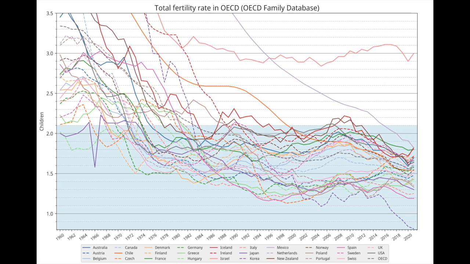Around the world, most countries have been witnessing a decline in the number of children being born. The chart on the screen shows the total fertility rate for various countries from 1960 to 2020. Total fertility rate of a population is the average number of children that are born to a woman. The y-axis shows the average number of children, and the x-axis displays the years.